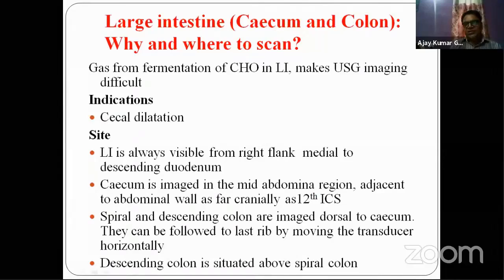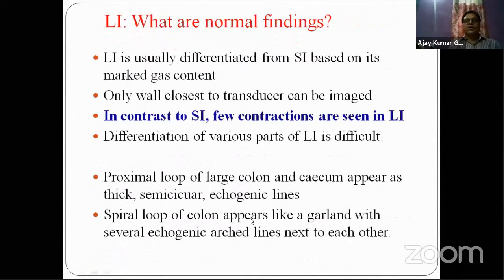The spiral and descending colon are imaged dorsal to the cecum, and they can be followed to the last rib by moving the transducer horizontally. The large intestine is easy to differentiate from the small intestine because it contains a lot of gas. The small intestine does not contain gas, so you can see the entire loop and entire wall of the small intestine, whereas in the case of the large intestine, you can see only the near wall as a curved echogenic thick line.